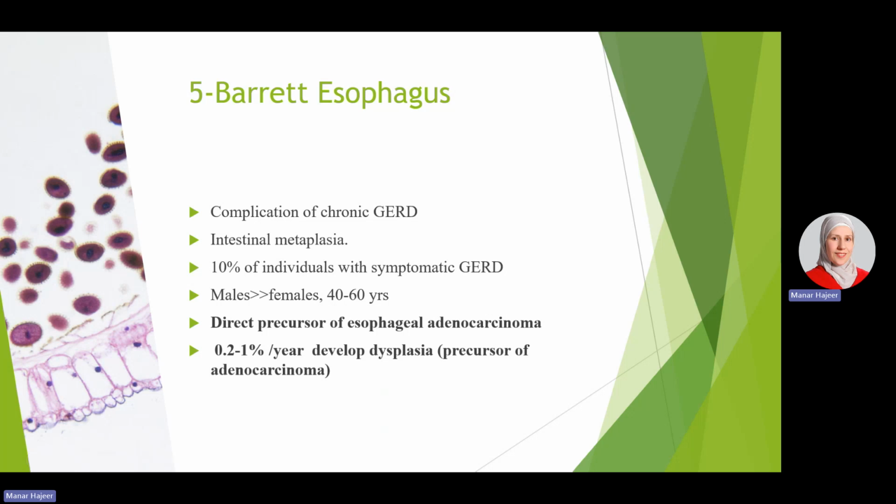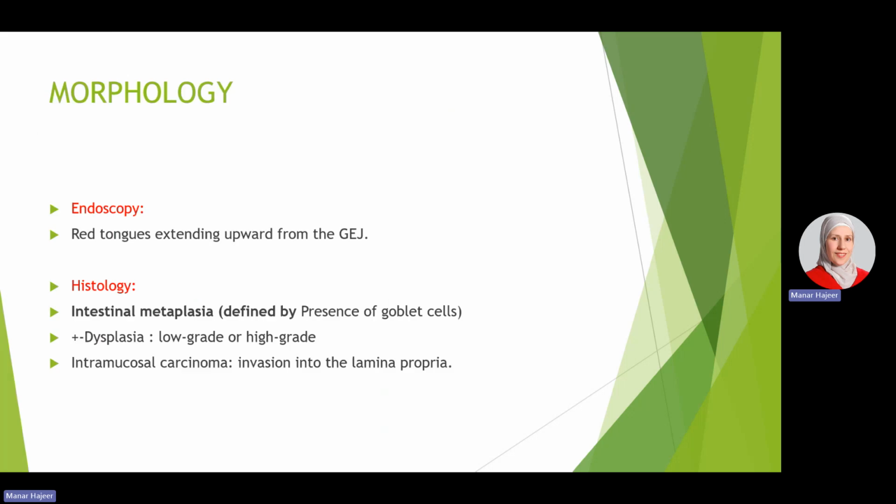It's important to establish a diagnosis of Barrett esophagus because it is a direct precursor of esophageal adenocarcinoma. The risk of dysplasia when metaplasia occurs is 0.2 to 1% per year. This dysplasia can be graded as low grade or high grade, and it can be a precursor of adenocarcinoma of the esophagus. On endoscopy, we might see red tongues extending upward from the gastroesophageal junction, and upon biopsy of these areas, we might see the intestinal metaplasia. It is defined by the presence of goblet cells.